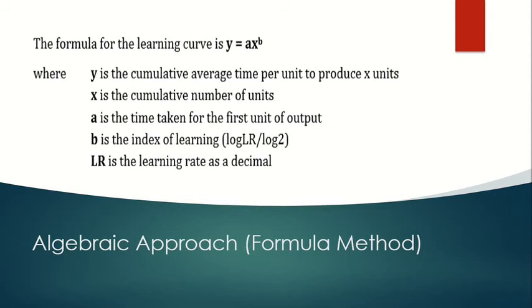So here we are just using this simple formula and finding the cumulative average time per unit. This is very easy. So x will be the cumulative number of units, either 1, 2, 8, whatever. Here it is not necessary for the output to be doubled. So we can apply any output level here.